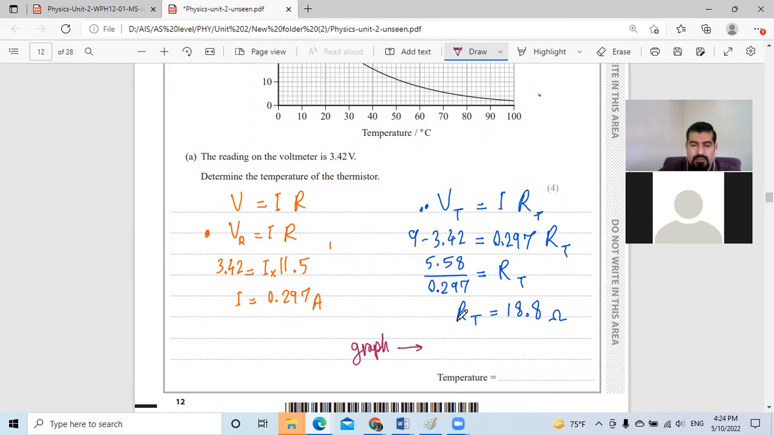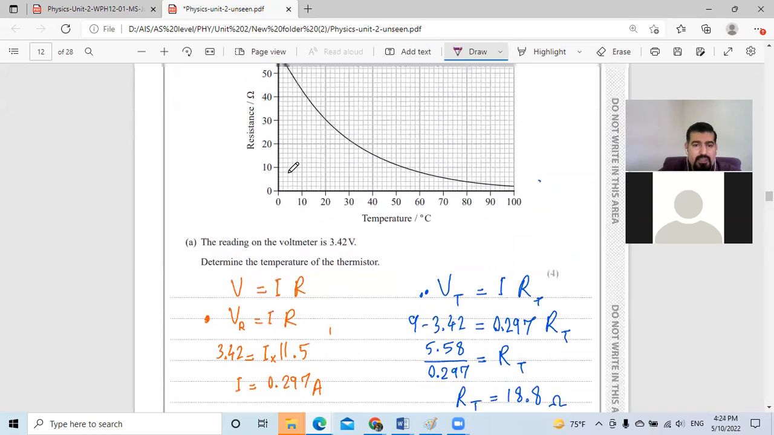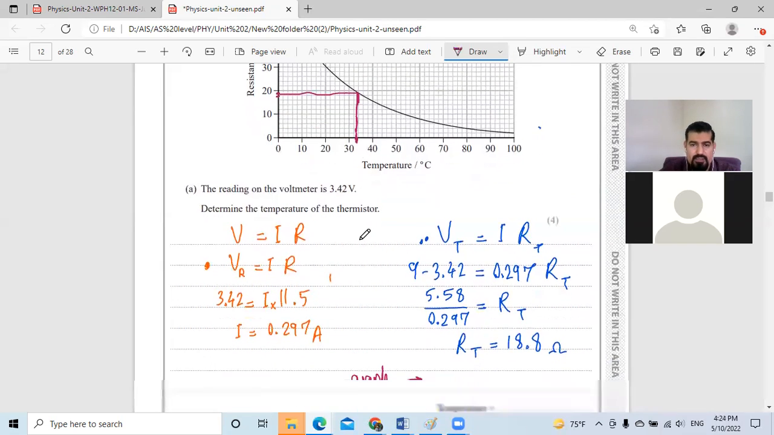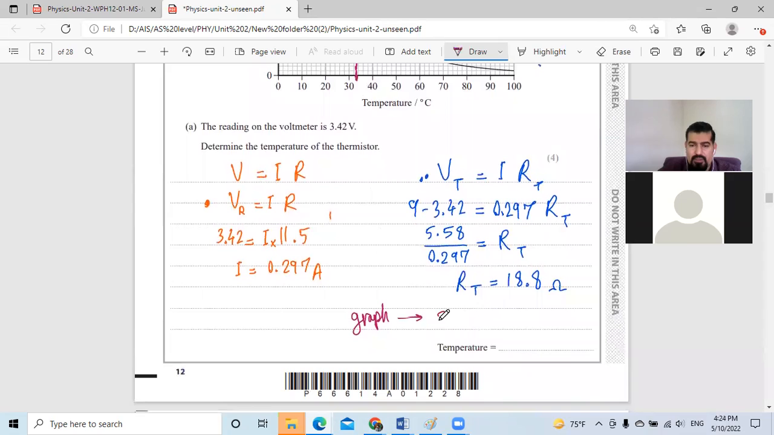Then what I'm going to do is find from the graph how much the temperature is. So 18.8. This is 10, this is 20, this is 18, this is 18.8. So I will draw it like this. So the temperature will be approximately how much? Approximately, let's say 33. 33 is accepted, or 34? Yes, 33, I can say. 33 or 34 degrees Celsius.